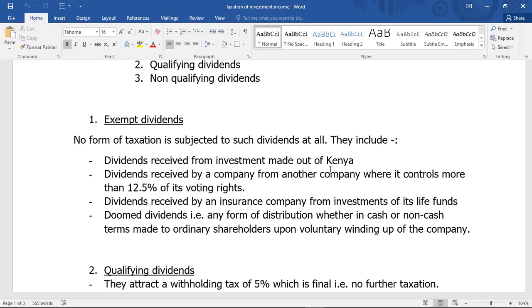Now we have the dividend received by an insurance company from investments of its life fund. We have the deemed dividends, and we are saying that is any form of distribution, in cash or cash terms, made to ordinary shareholders upon voluntary winding up of the company. Those are the deemed dividends, and they are not subjected to any taxation.